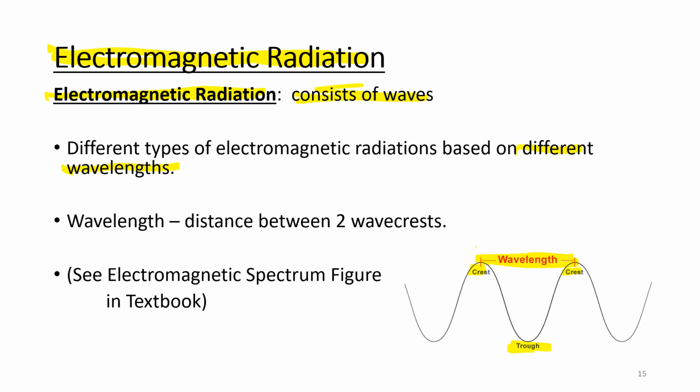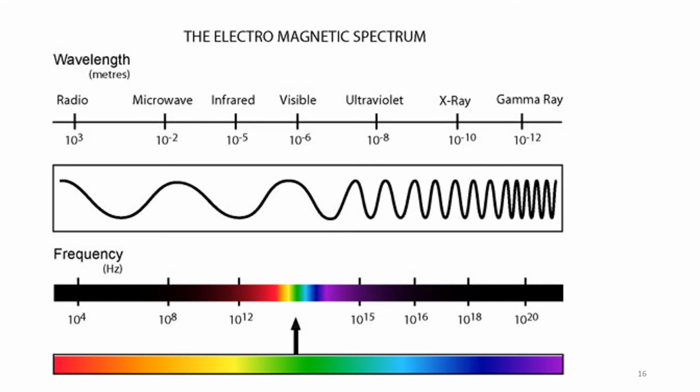The cycle from one top to the next top of a wave is called the wavelength. And we can measure the distance. And it's the differences in the distance that gives us different types of electromagnetic radiation. So your wavelength, again, is the distance between the top of two waves, also known as a wave crest. And you can find in your textbook the electromagnetic spectrum that shows you different types of electromagnetic radiation and how they vary with wavelength. This chart shows us the electromagnetic spectrum.